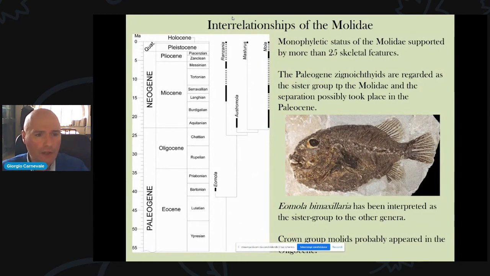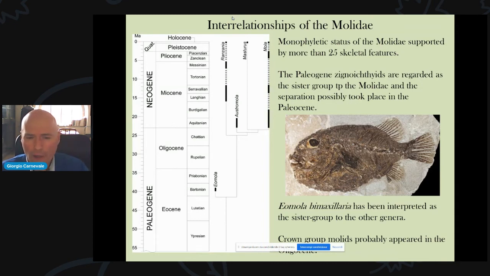Let's talk about the interrelationships of the Molidae. So we saw that the fossil record is far from being rich, especially compared to the other lineages of the tetraodontiforms. In any case, the Molidae, since the earliest phases of their evolutionary history, can be clearly recognized as a monophyletic group. They can be defined by more than 25 skeletal features that provide evidence of their unicity and their body plan.